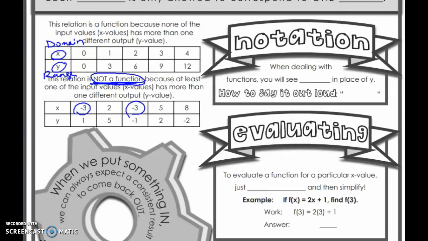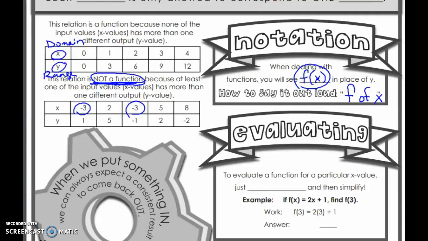Notation. We're not always going to spell out the word function. We're going to abbreviate it like we do in math. We're going to use a symbol. So when we are dealing with functions, you will see something that looks like this. An F, can you imagine what F stands for? Yep, function. And then in parentheses, you'll see an X. That is in place of the Y. And this is how we say it out loud. F of X. That's how you're going to say it every single time you see it. F of X. So when you see this, you say F of X.